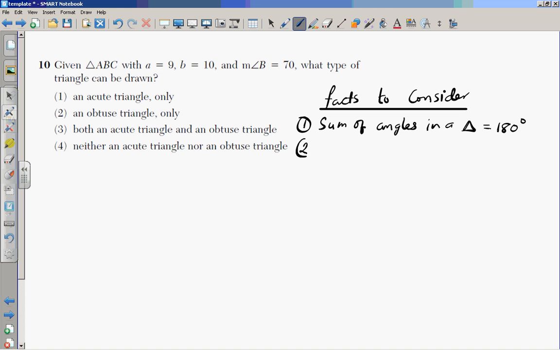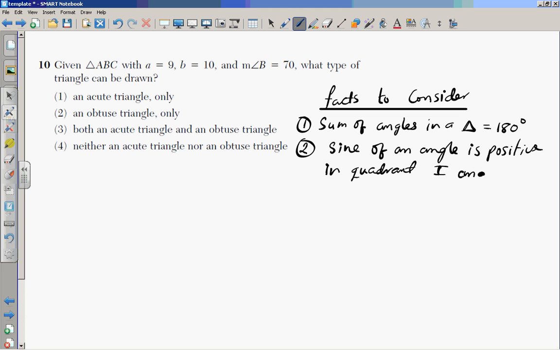Alright? Number 2, sine of an angle is positive in quadrant 1 and 2. Alright, so whenever you're taking the inverse sine, you can get two possible results.